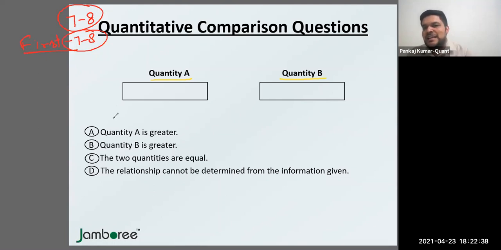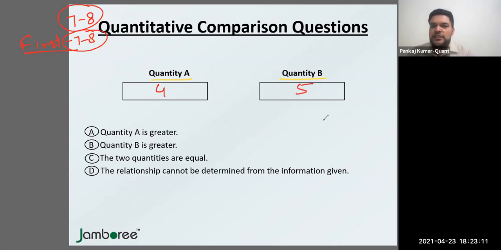By understanding this, it will help you get the best realistic situation. All our mocks will follow the same pattern so that it can give you a better understanding of the reality. While comparing these two quantities, you'll be answering one of 4 choices: either quantity A is greater, or quantity B is greater, or the two quantities are equal, or the relationship cannot be determined.